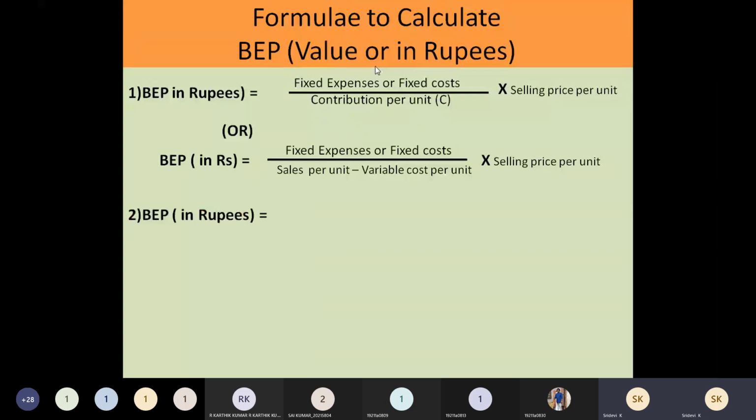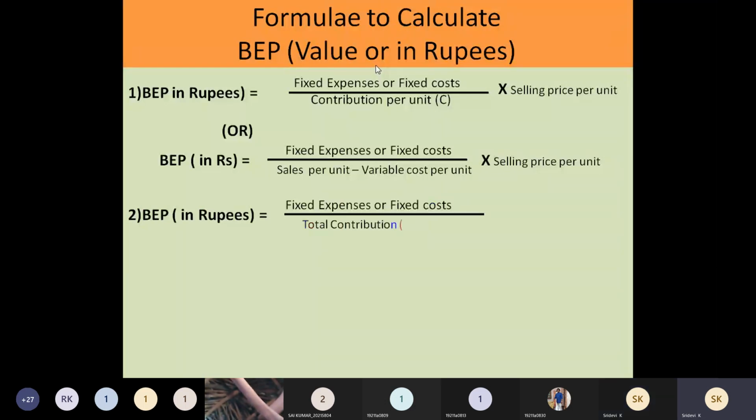So that is by using the total contribution. Fixed cost by total contribution into, so when total contribution is given, you multiply it with total sales. You have to keep this in mind. Whenever you divide with the total, you have to multiply it with total sales. So in the above formula we have used selling price per unit. Now here we are using total sales. This is the only difference that you have to keep in mind.